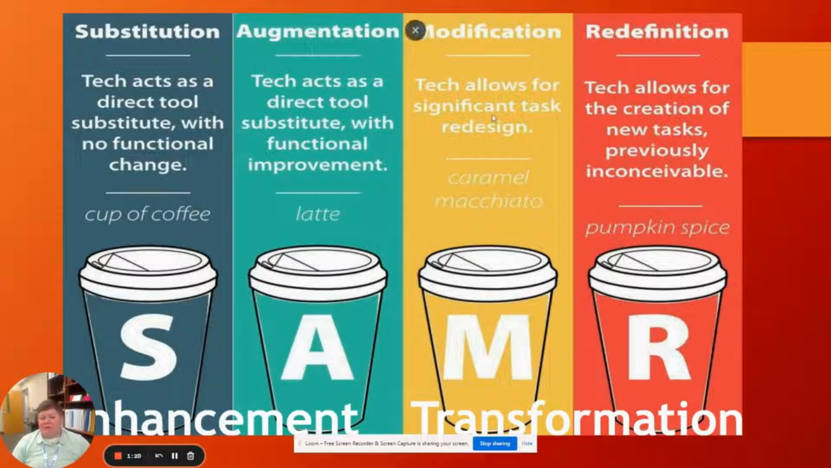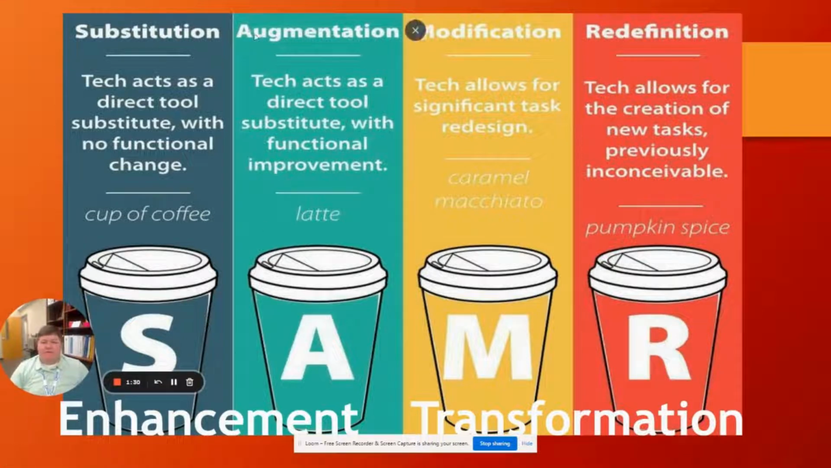The most basic is substitution. The tech acts as a direct tool substitute with no functional change. It's a basic cup of coffee. Then you have augmentation. The tech acts as a direct tool substitute with functional improvement. Things like it automatically grades, the student gets automatic feedback, things like that. This is your latte.